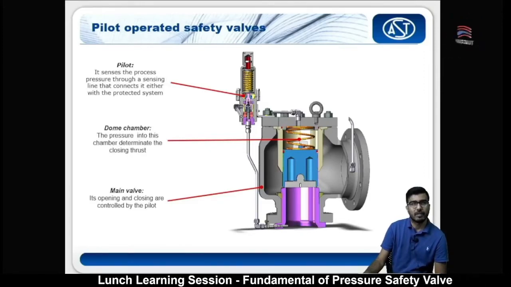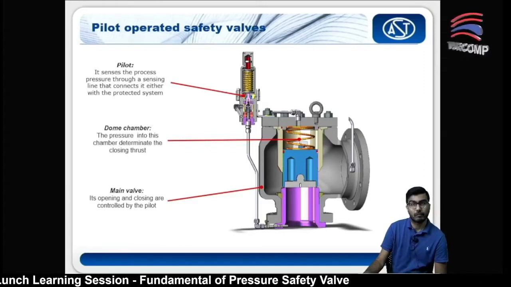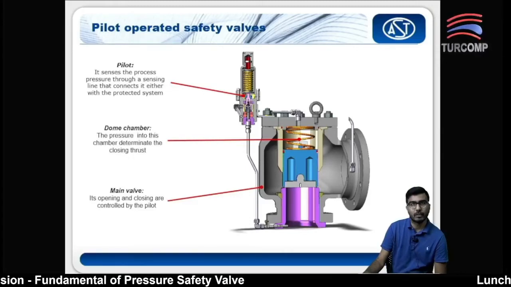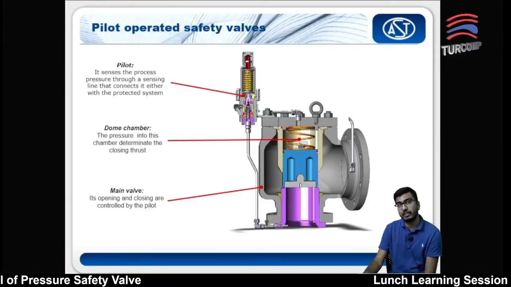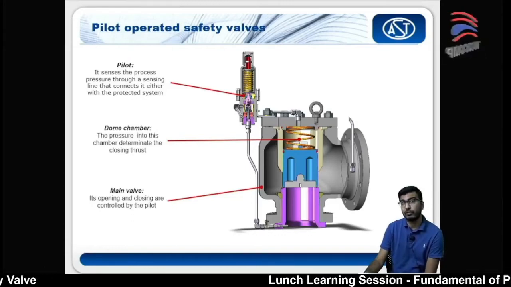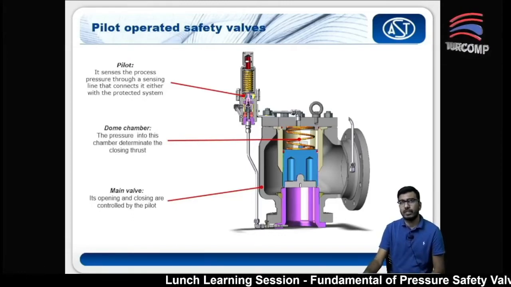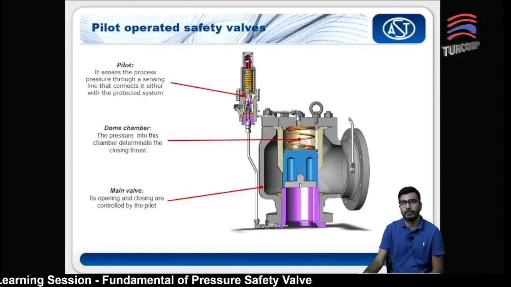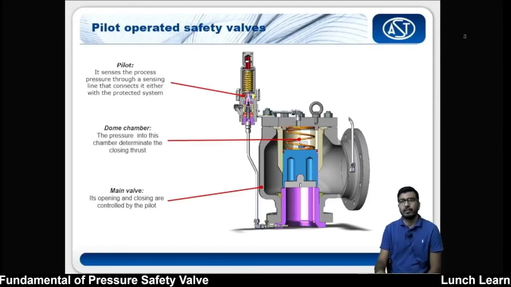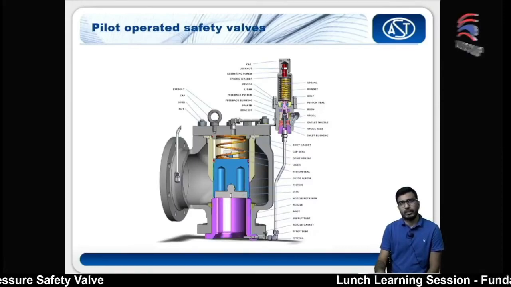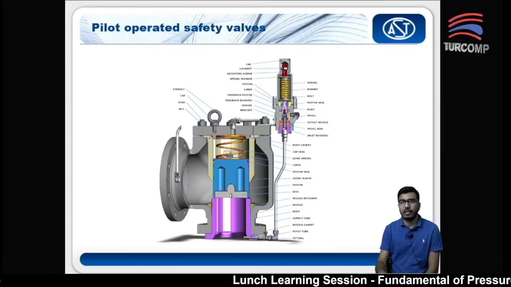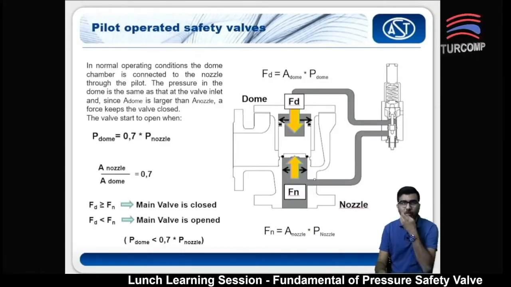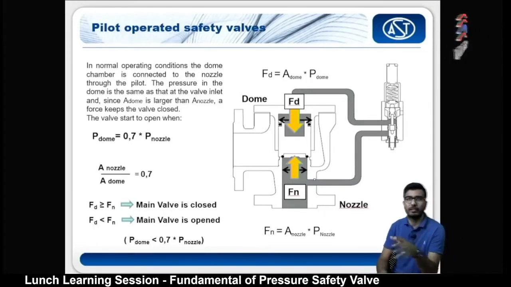So this is the main valve, your valve body, and you will have a dome. The pressure in the chamber is actually determined by the closing thrust. This is the main pilot, which pilots the main valve. That's why it's called a pilot operated valve. Moving on, this is basically some of the design. Let's look at some of the fundamentals.